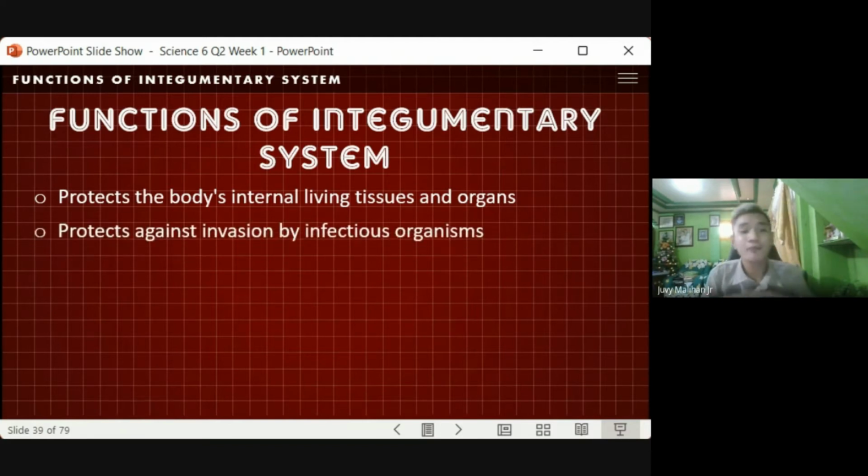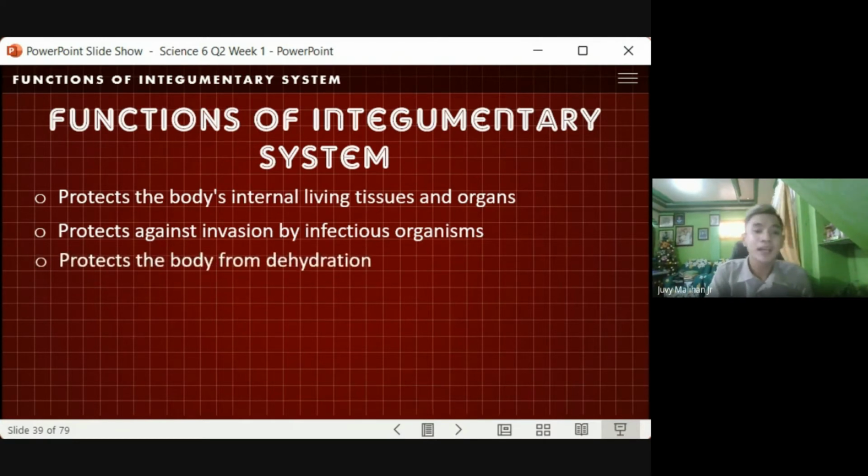Second, we have protects against invasion by infectious organisms. Just like what I have said a while ago, class, it protects the inside of the body from infectious organisms like bacteria. Third, we have protects the body from dehydration. Bakit kaya? Because, class, take note that the integumentary system provides a waterproof layer to keep water inside the body.